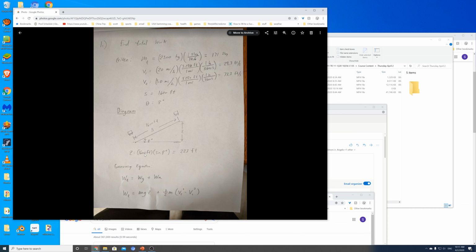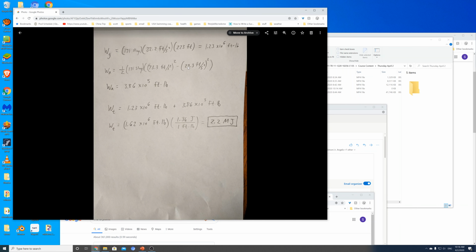Think of the distance traveled as the hypotenuse, and z as the opposite side, so it's just the sine of the angle times 1600 feet, which gives us 223 feet. Now, the governing equation, in this case, is just that the total work is going to be gravitational work plus the work of acceleration. So here's gravitational work, and here's acceleration work.